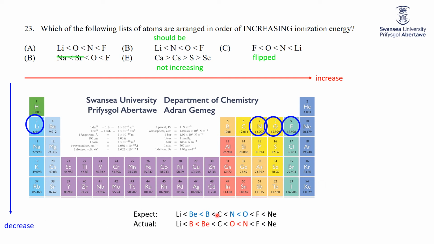So it's important that you remember that, right? Beryllium and boron switched, magnesium and aluminium switched, and then we get up halfway through the P, nitrogen and oxygen switched, and in the next period, phosphorus and sulfur switched. So the actual answer here is A. Lithium, no doubt, is the smallest, fluorine is the biggest, but oxygen and nitrogen switched in the middle.